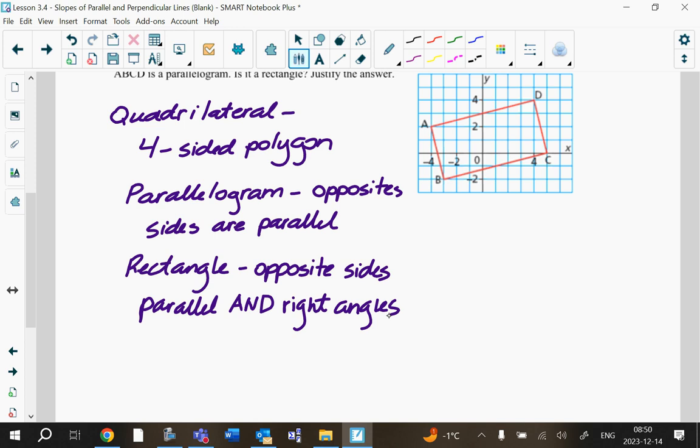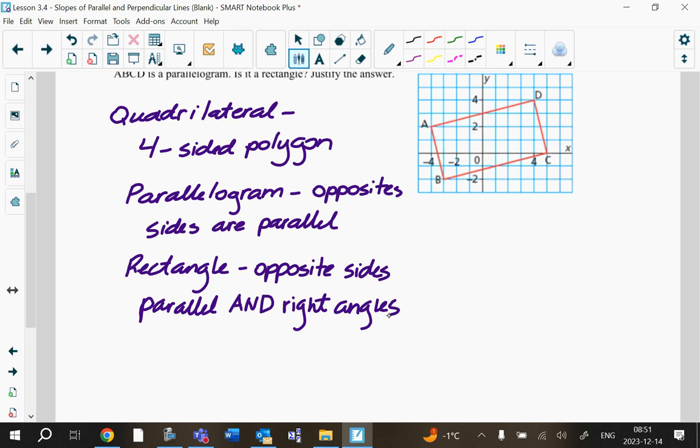What about a square? Is a square a parallelogram? Opposite sides parallel? Yes. Is a square a rectangle? Really? Remember what a rectangle is? Opposite sides parallel and right angles. Yes. A square is also a rectangle. But a square has one more property. All the sides are equal. Okay? But we're going to focus on these.